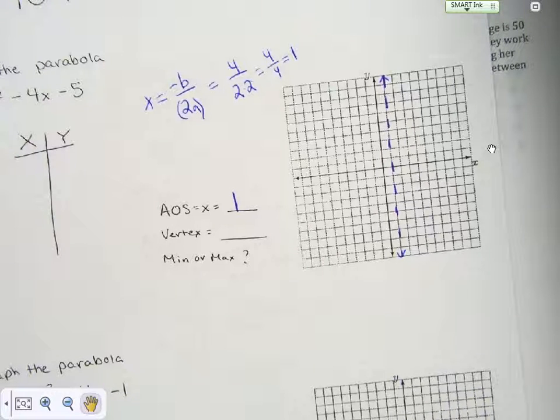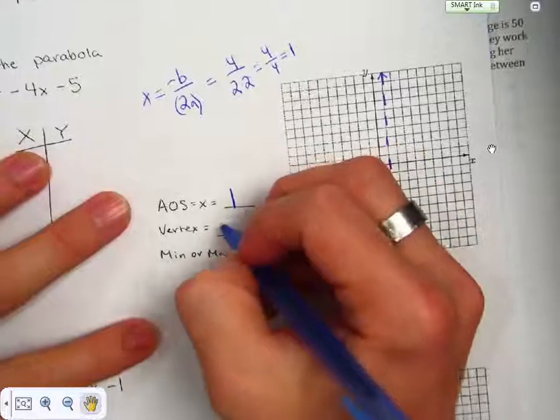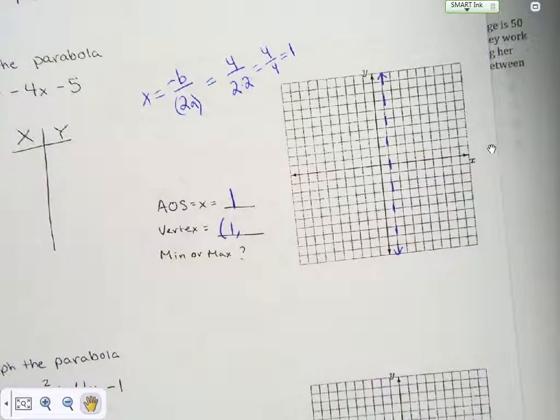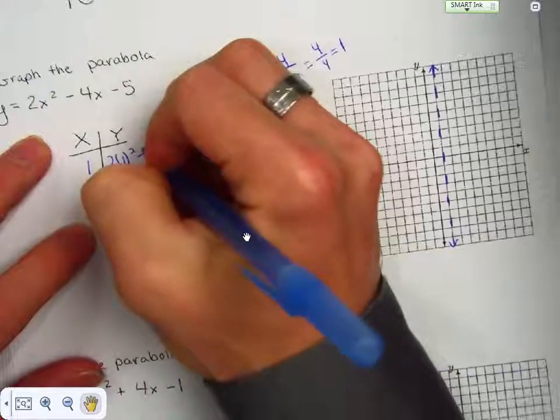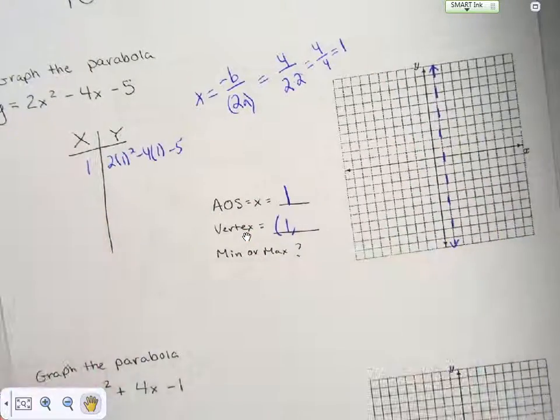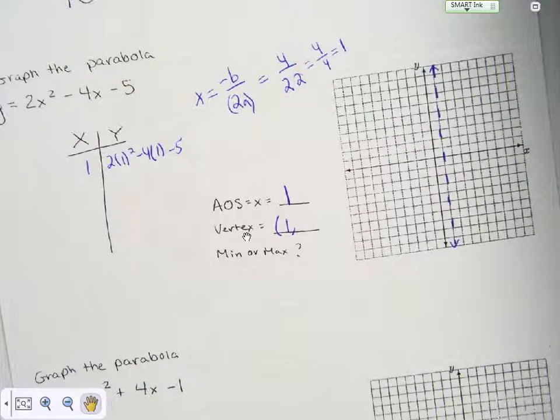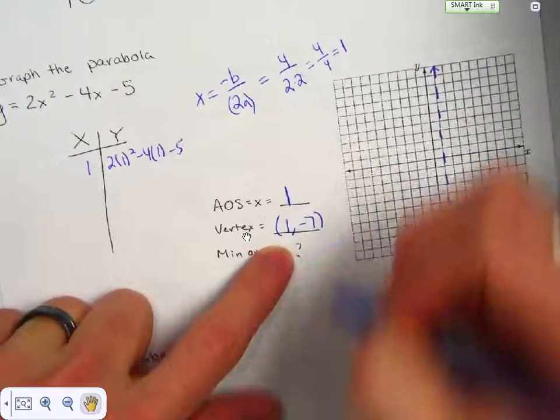Now, since this cuts my parabola in half, I know the x-coordinate of my vertex. Right away, I know that the vertex is going to start off with 1 something. Somewhere on that dotted line is the vertex, where it starts to either open up or down. So to find out what the y-coordinate is, I plug in 1 into my equation. 2 times 1 squared minus 4 times 1 minus 5, and you end up with what number? What'd you get? Negative 7? That's about right. So 1, negative 7 is your vertex.